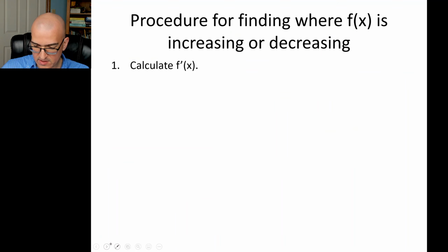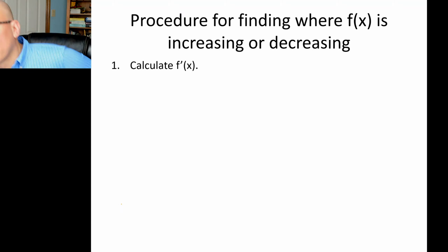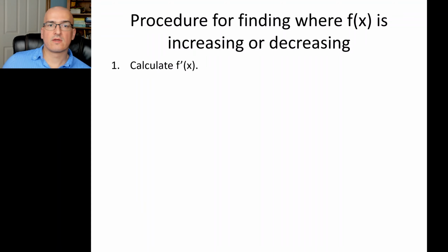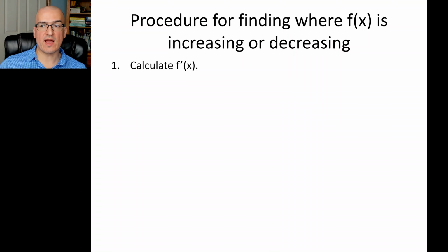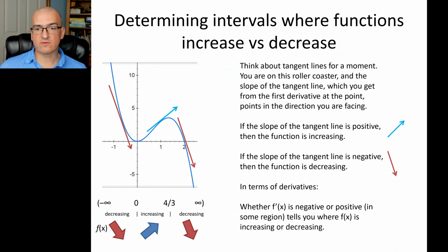Okay, next is our recipe. So I mentioned that this is great if we know what all the regions are. If we have a graph, we know what all the regions are just by looking at it. If we have a simple function like a straight line, there's only going to be one region, and it's either going to be always increasing or always decreasing. Or maybe we're told what the regions are, like in this graph, they were labeled for us.